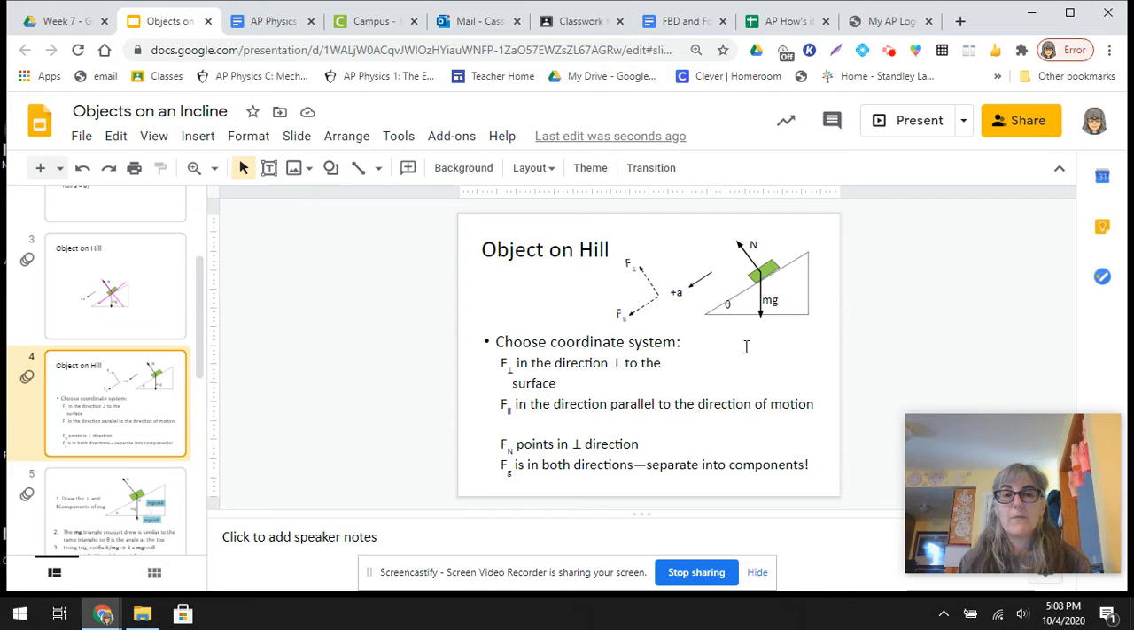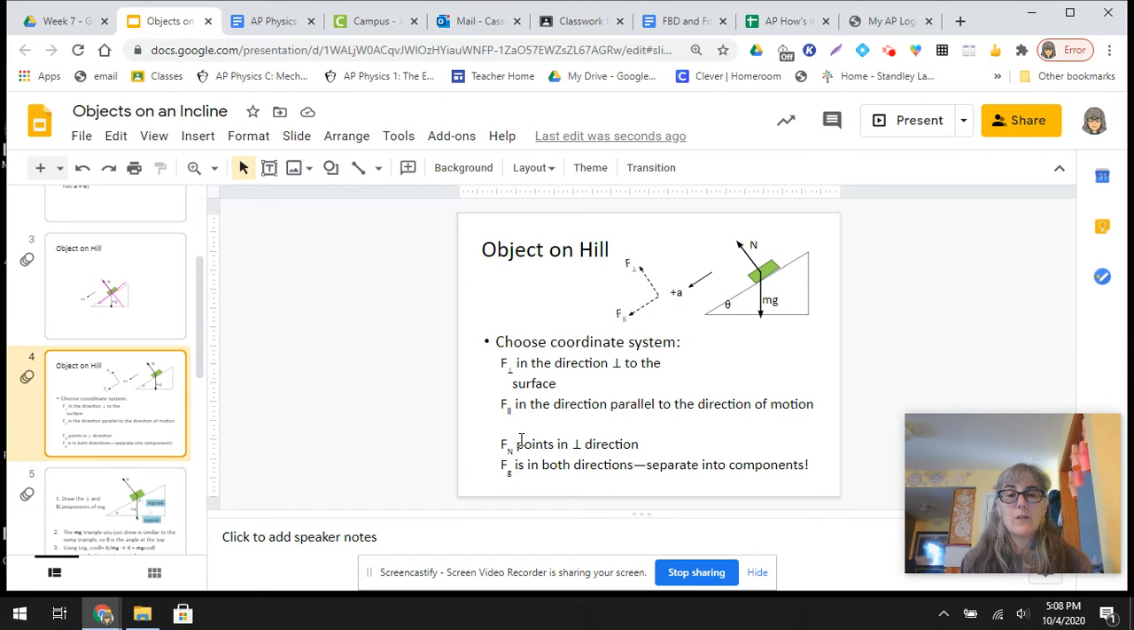So first step when we're dealing with objects on a hill is choose a coordinate system. You can call this X and Y if you want to. Khan Academy, if you watch any of those videos, that's what they will do. This will be X direction, this will be Y direction. Totally fine if you do that. I call it the parallel direction for the direction that's parallel to the motion, and the perpendicular direction, the direction that's perpendicular to the motion. But as I said, you can call it X and Y if you want to.